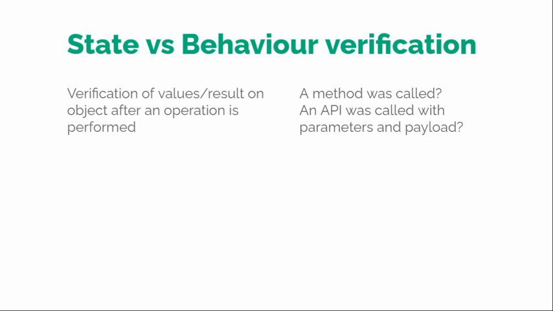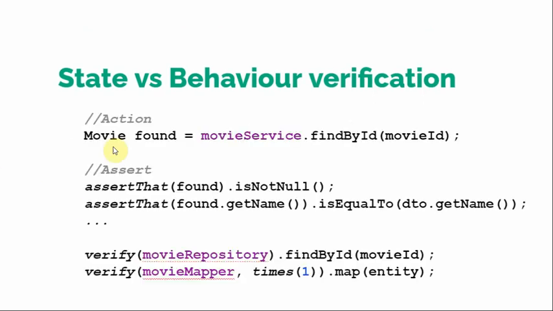Whereas in behavior verification, we verify if a method was called or not, if an API was called with certain parameters and payload, and the number of times a certain method was called. So that's the difference: one is to check the values of the object, and the other checks that certain methods, certain behaviors, were executed on it. Methods are also called behaviors in object oriented terminology.